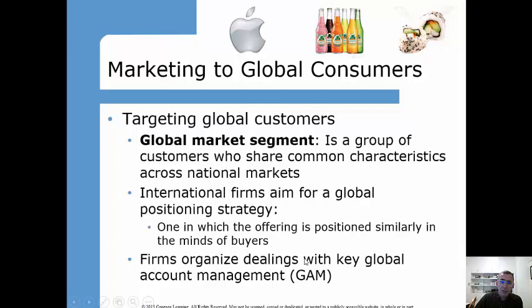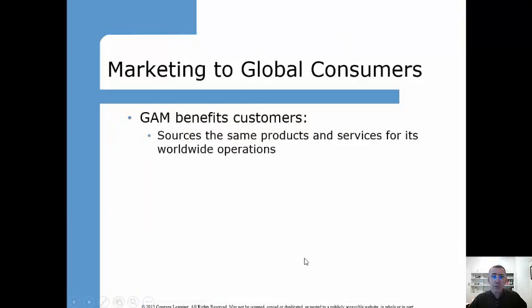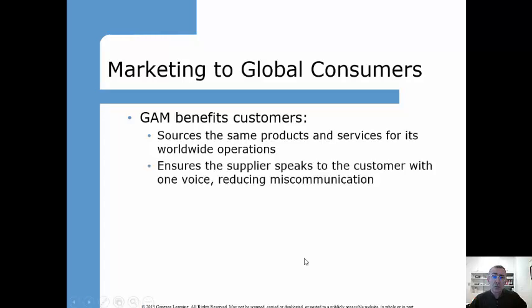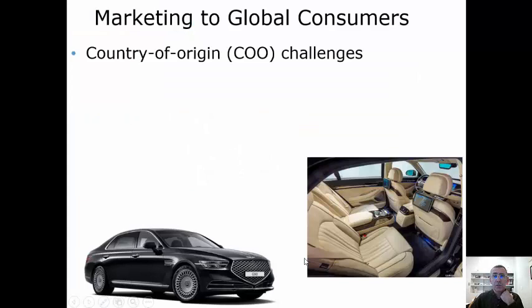Firms organize dealings with key customers through global account management. They're called GAM. And I have another hyperlink that I'll skip for now from Harvard Business about managing global accounts and the significance of that. They benefit customers because with that account, you can source procurement from all over the world. I mean, think about how complex it would be to source product for Boeing, right? It ensures the suppliers speak to the customer with one voice, reducing miscommunication. The customer needs to deal only with a single contact point, a global account executive who provides consistent support. The country of origin challenges, the COO we talked about earlier, right?